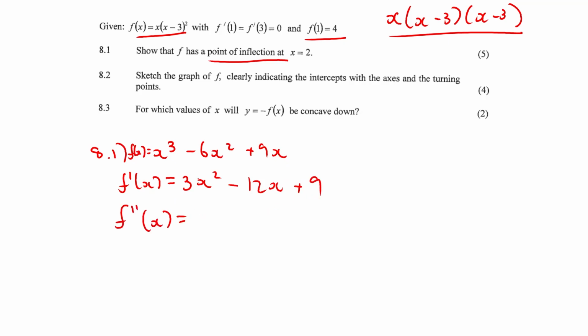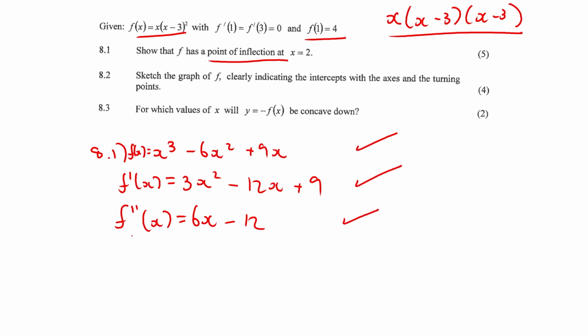Our second derivative, 3 times 2 is 6, x, 2 minus 1 is 1, the derivative of 12x is just going to be minus 12, and 9 is a constant. The derivative of a constant is just going to be 0. Okay, so that's our original equation. Yes, that's our first derivative. Yes, and that's our second derivative.